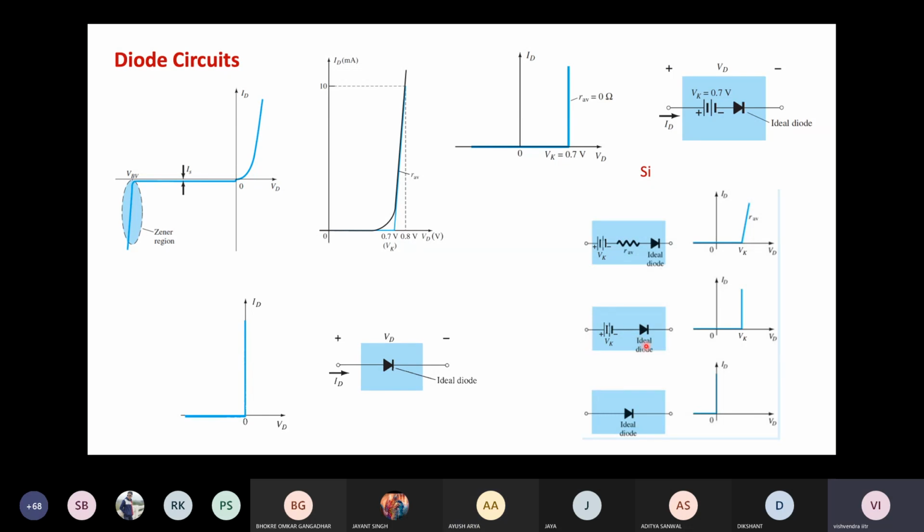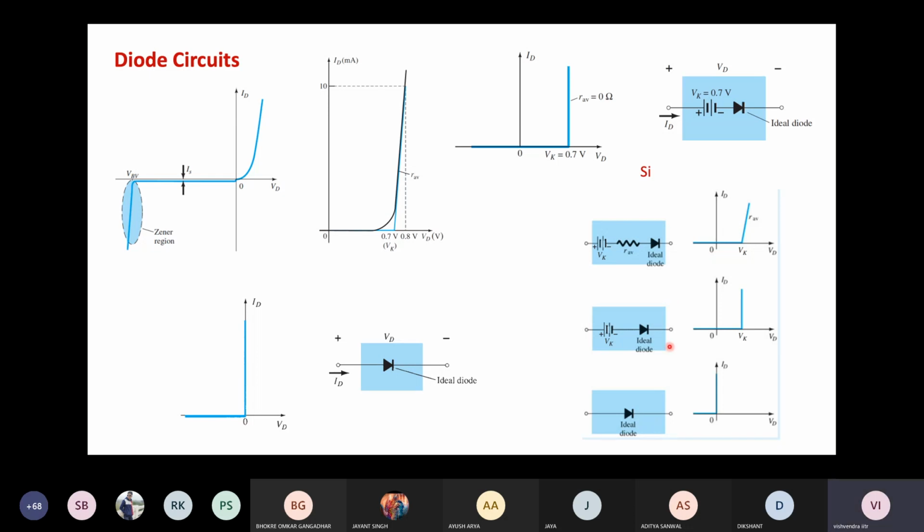Generally, this is the symbol of the diode, all of us know this. Whenever this symbol is used in circuits, it means an ideal diode. That means for positive voltages this is a short circuit, and for negative voltages this is an open circuit. For a real diode, the model will be an ideal diode in series with a resistance and a battery. This is known as the piecewise linear model of the diode.